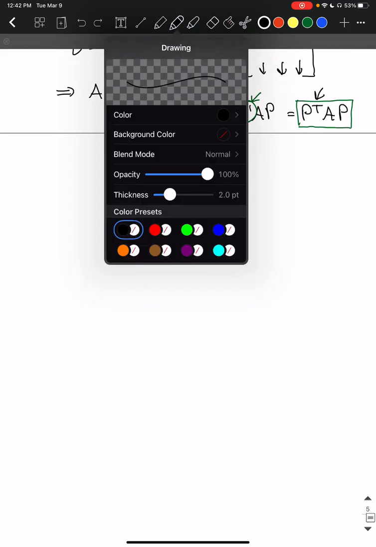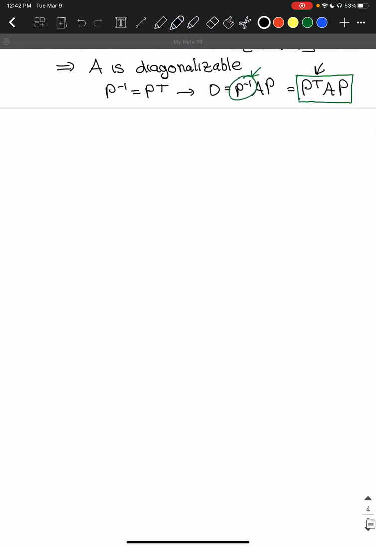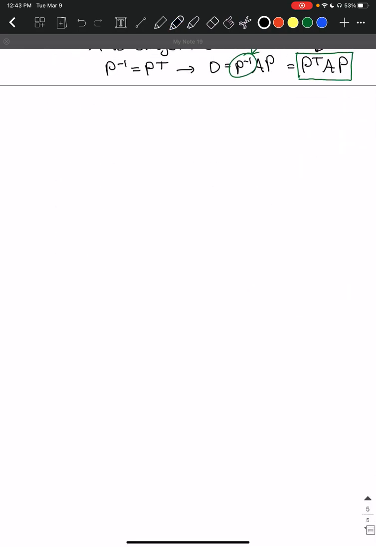Okay, but anyway, if this is true, right here, then we can find all of our eigenvectors and we can construct an orthonormal basis with them. So let's do an example then. Let's find an orthonormal set of eigenvectors of this matrix here.